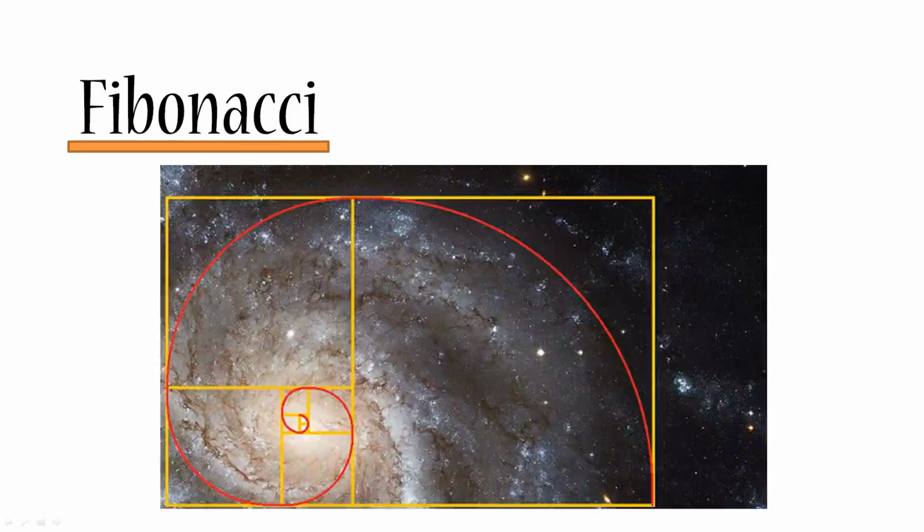Some galaxies, not all of them, but some spiral galaxies also follow the golden spiral pattern. So it kind of makes you wonder, how come the Fibonacci ratio can be seen in so many parts of nature? Let's take one more example.